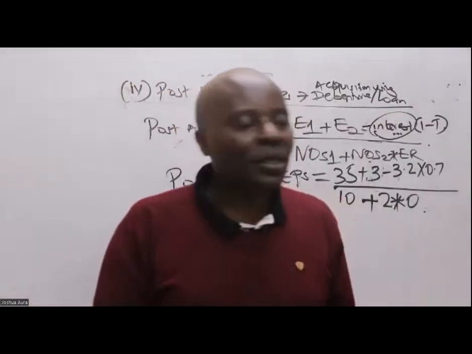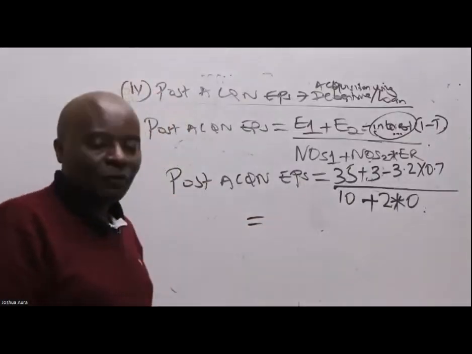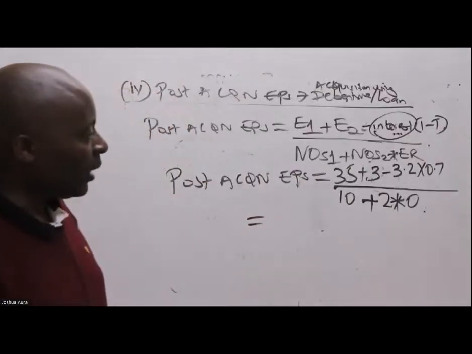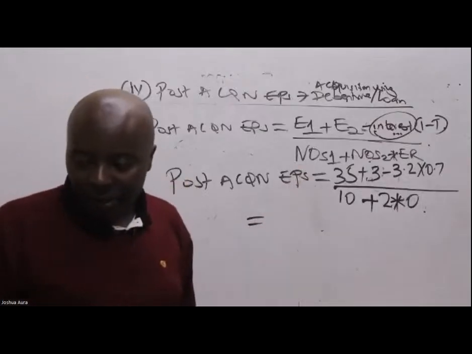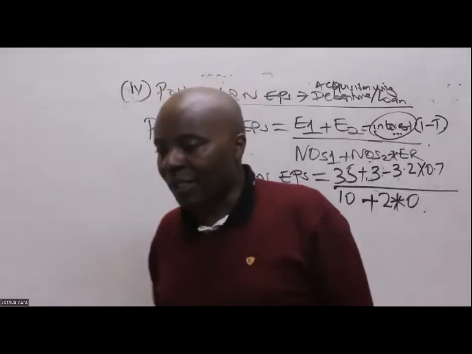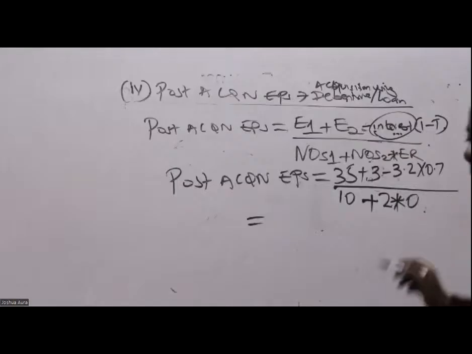Could you kindly give me the value of the numerator? 35 plus 3 minus 3.2 times 0.7. Please give me the value there. So according to Silas, it is 35.